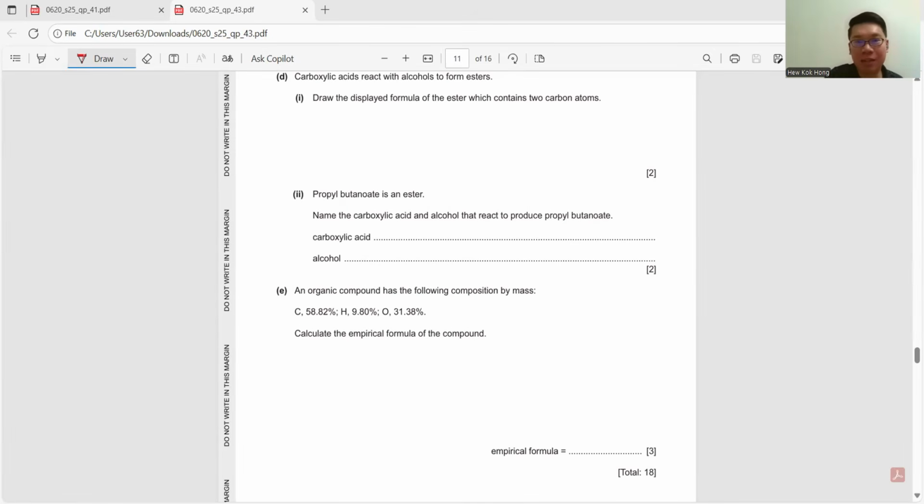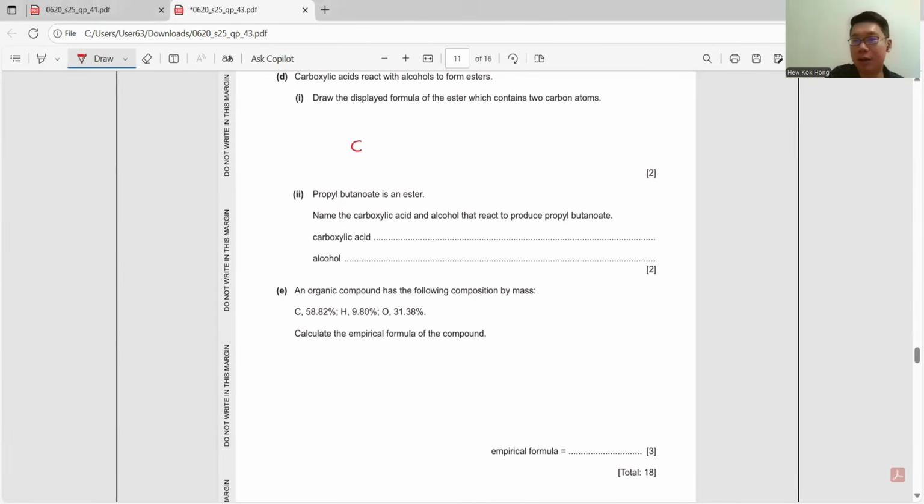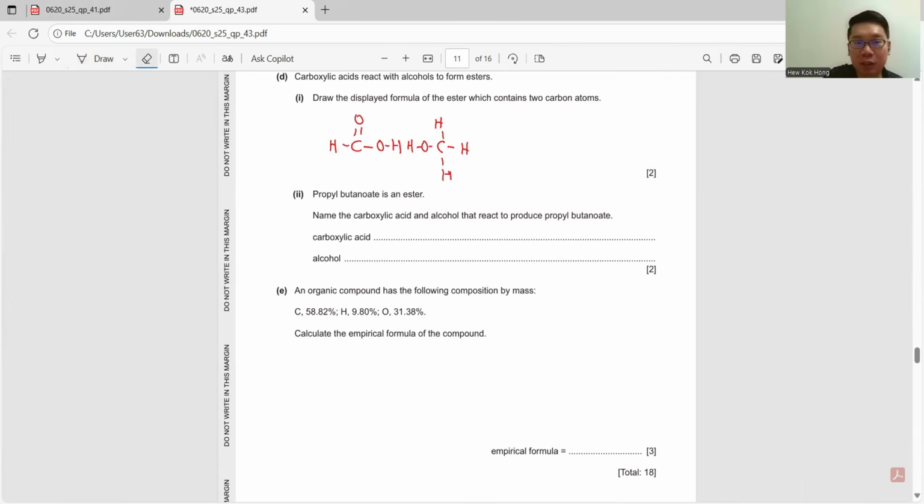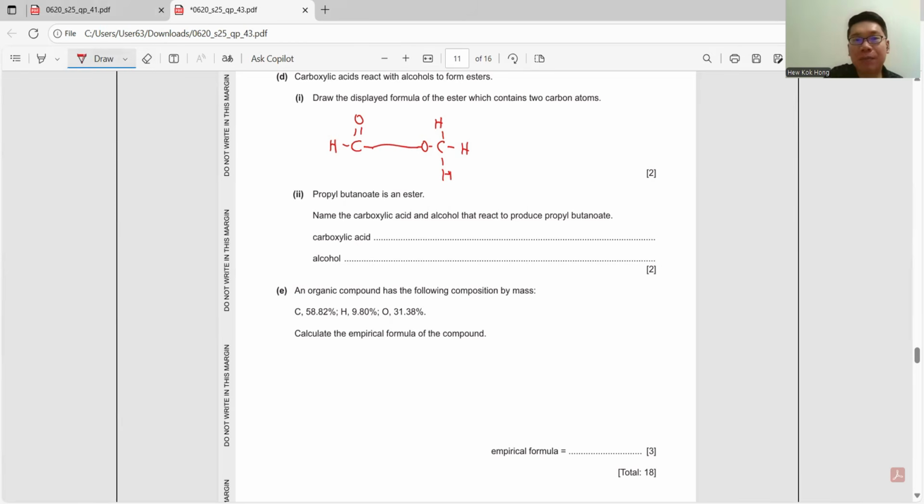Draw the display formula of the ester which contains 2 carbon atoms, 1 carbon acid and 1 carbon alcohol. So the acid will be C double bond O OH. 1, 2, 3, 4. And here must be alcohol OH. After we draw the acid and alcohol, we can remove the water H2O and then we join them together. So this is the display formula of ester that contain the 2 carbon atom.